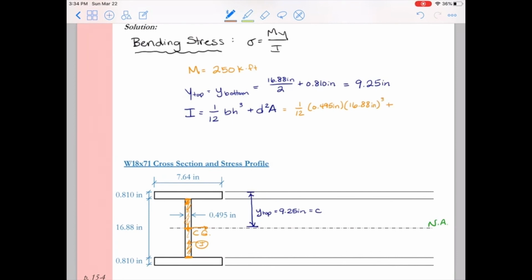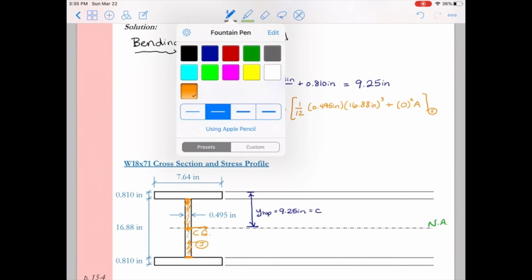That means the height of this plate is 16.88 inches. So I have 1/12 base times height cubed. Then I have to add my d squared A term. For my orange shape, because my center of gravity lies on the neutral axis, the orange shape does not pick up any d squared. So d is basically 0. So that's going to be 0 squared times A, and that is my contribution for shape 1.